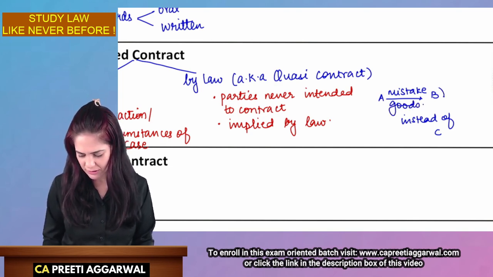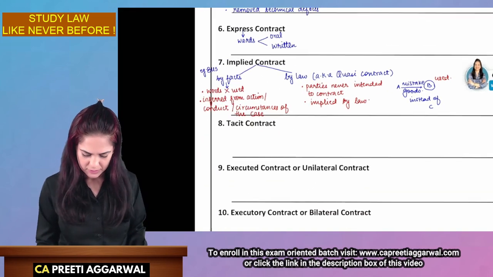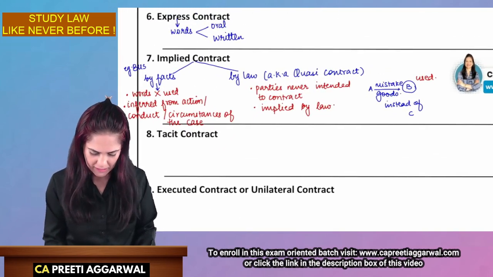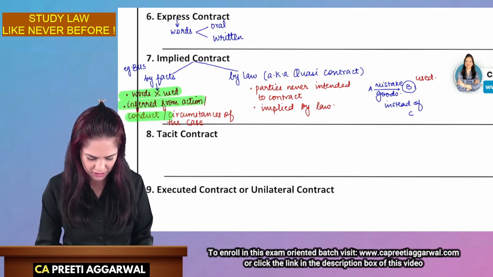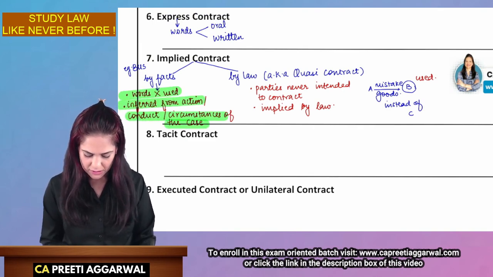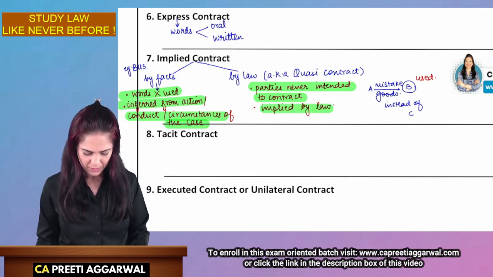He used the goods. If he has used the goods, it is understood that he has to pay for the goods. Okay. These are the key points. Words are not used. It is inferred from the action, conduct, circumstances. The party never intended to contract. It is implied by law.